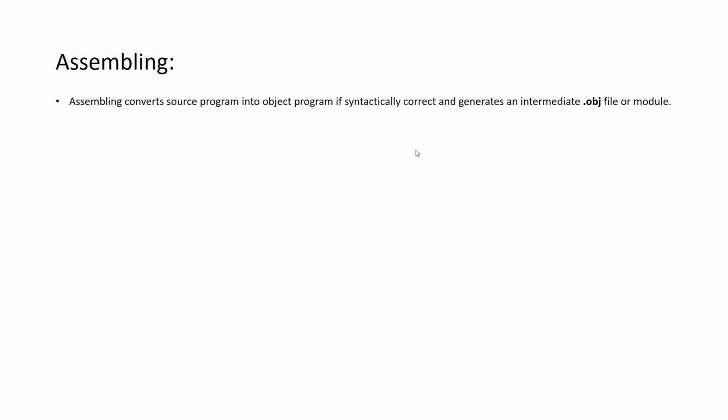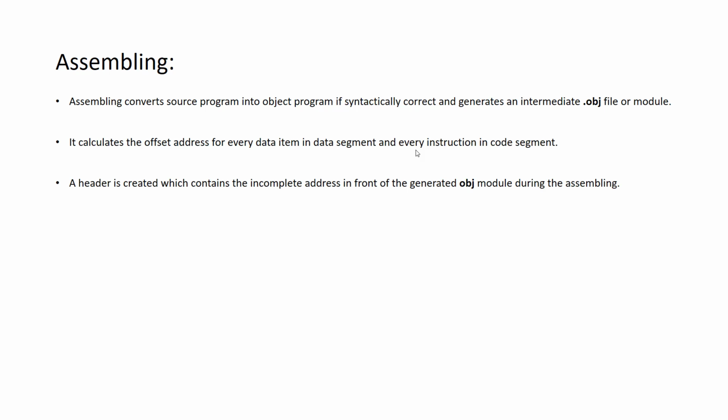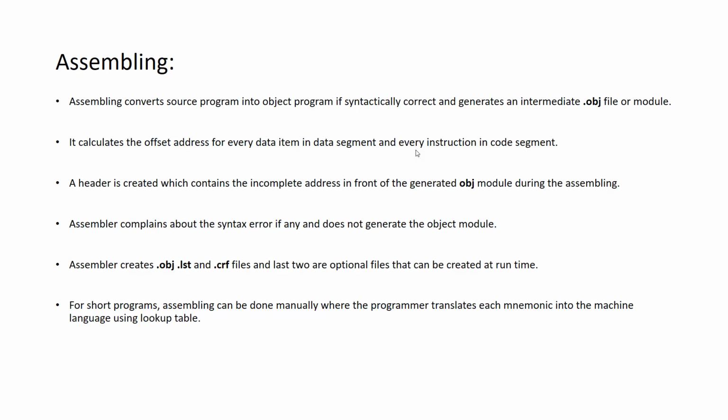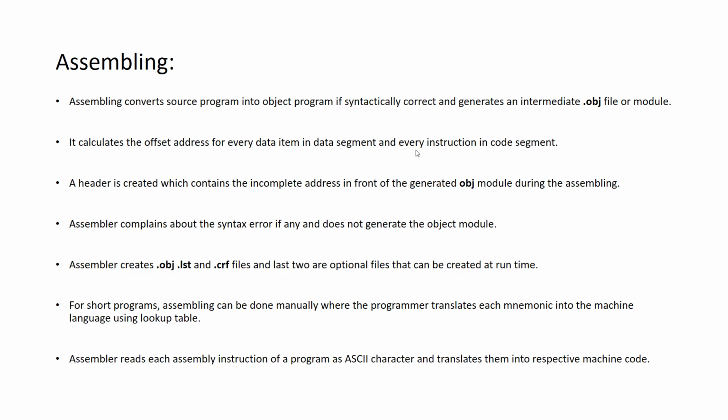If we look at the assembling process, the assembler converts the source program into an object program if it is syntactically correct and generates an intermediate object file. It calculates the offset address for every data item in the data segment and every instruction in the code segment. Then a header is created which contains the incomplete addresses in front of the generated OBJ module during assembling. The assembler complains about syntax errors, if any, and doesn't generate the object module. The assembler creates OBJ, LST, and CRF files, and the last two files are optional and can be created at runtime. For short programs, assembling can be done manually, where the programmer translates each mnemonic into machine code using a lookup table. The assembler reads each assembly instruction of the program as ASCII characters and translates them into the respective machine codes.